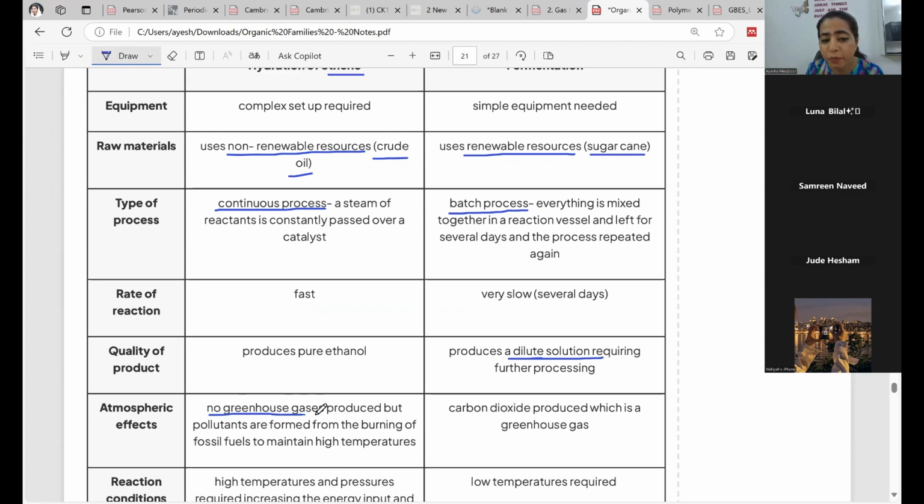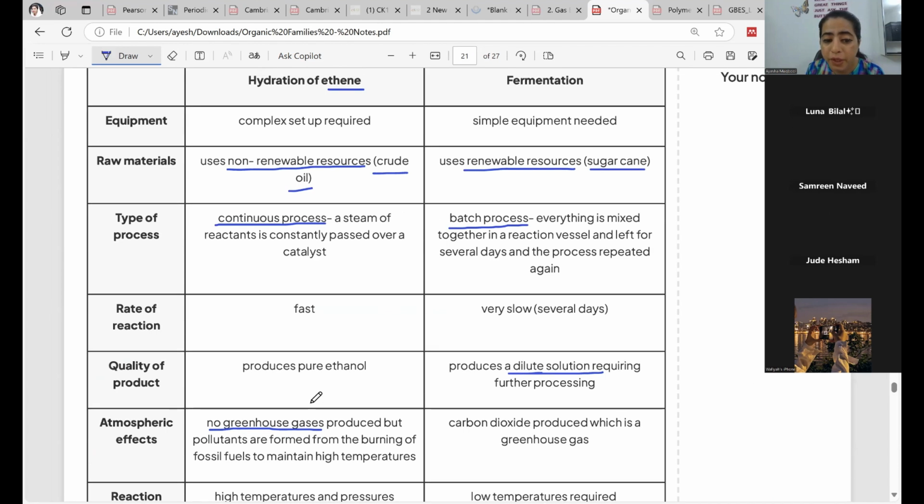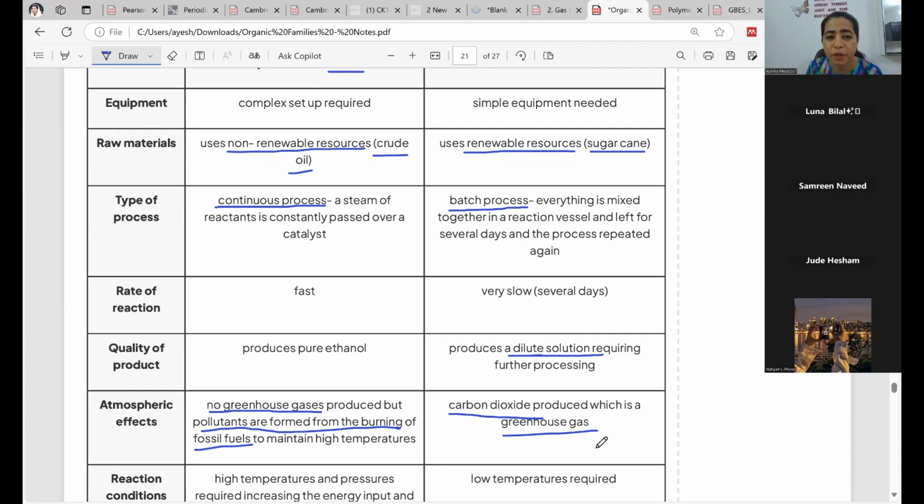So that is a benefit as well. No greenhouse gas like carbon dioxide is produced. Okay. But it will produce some pollutants because we are taking crude oil and fossil fuel. So some pollution will still be there, but not much. In case of fermentation, it is clearly producing carbon dioxide, which is a greenhouse gas. Okay, that is one of the drawbacks as well.